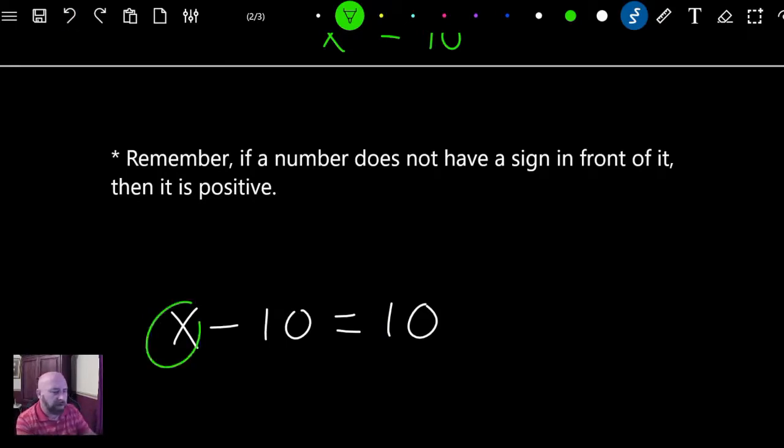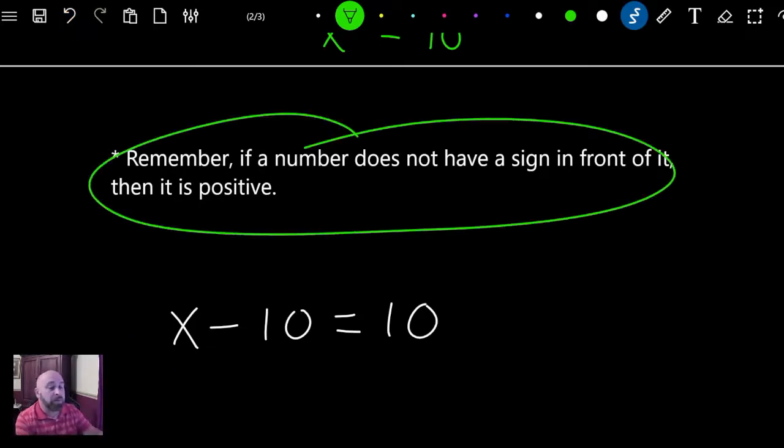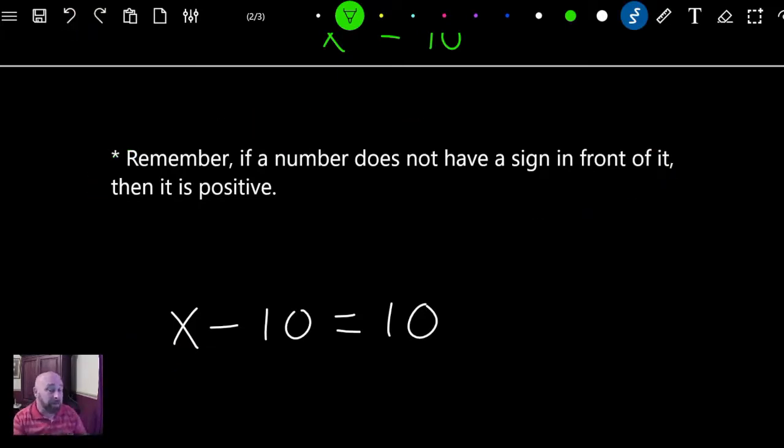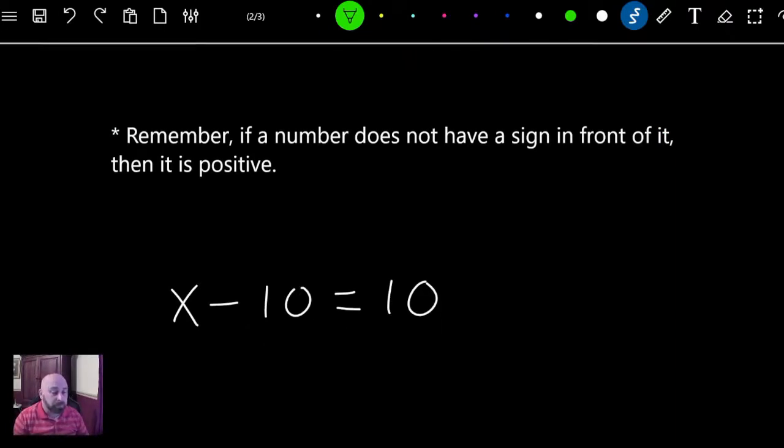I don't know how to move that x to the other side. Well, if it had a positive sign in front of it, then you would say, oh, I'd just do a negative x. So remember that if it does not have a number in front of it, then it is positive, always. That will help you a lot when you're doing these.